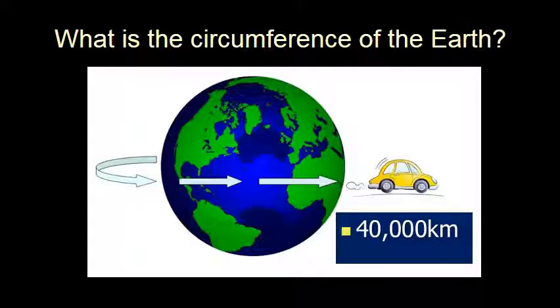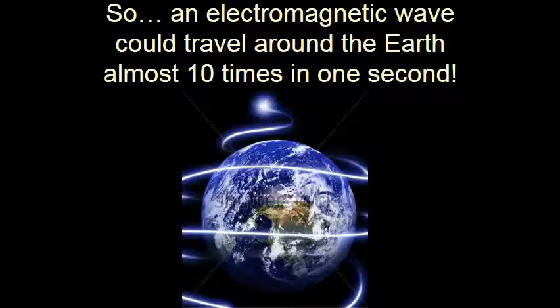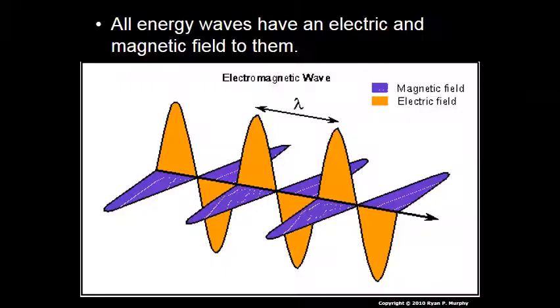Here's an interesting way of thinking about that. The circumference of the Earth, if you were to drive all the way around the Earth at the equator, is about 40,000 kilometers. So how long would it take light to go around? Well, light could travel around the entire Earth 10 times in 1 second. That is pretty darn fast.